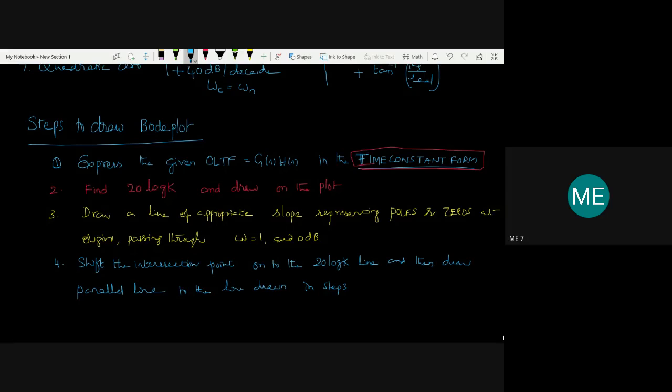Whatever line we have drawn with appropriate slope, to that line of slope we need to draw a parallel line passing through the intersection point. Passing through the 20 log K line intersection point, because we are shifting this intersection point onto the 20 log K line. That has to be passed through that point. We need to draw parallel to the line drawn in the third step.